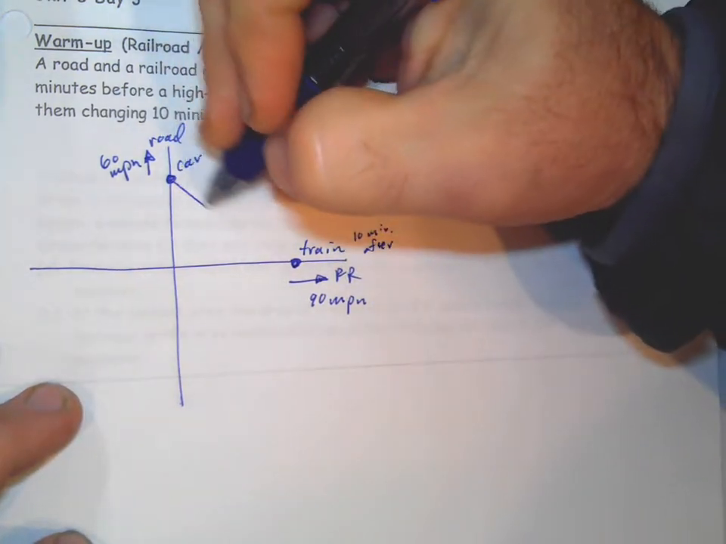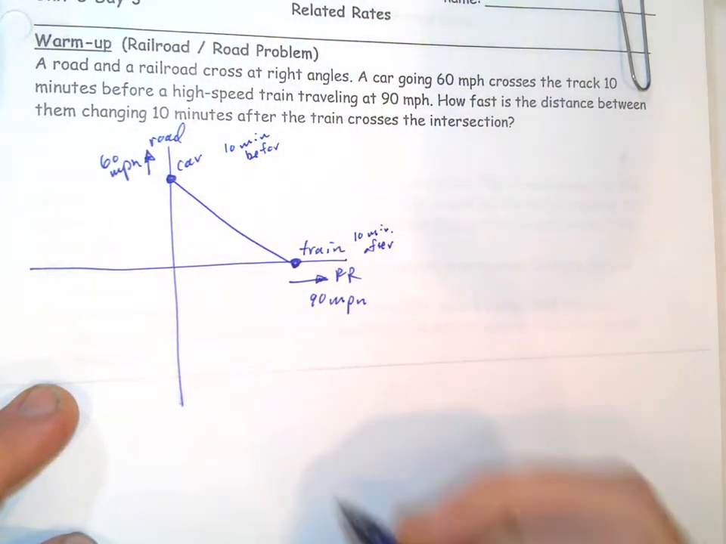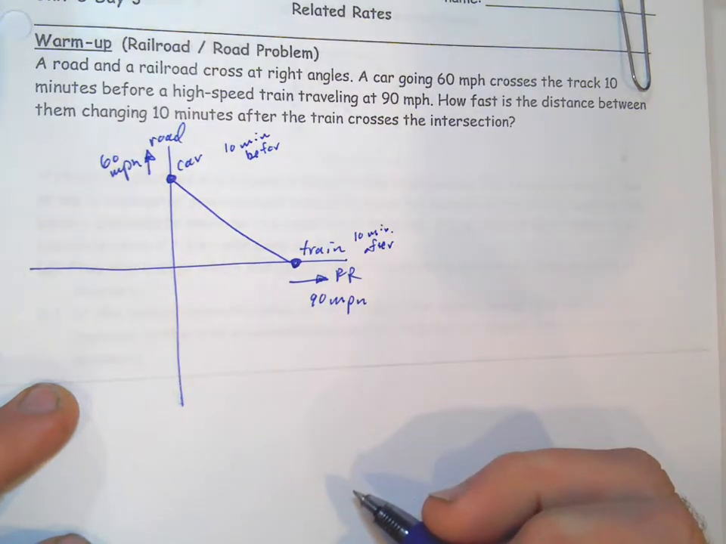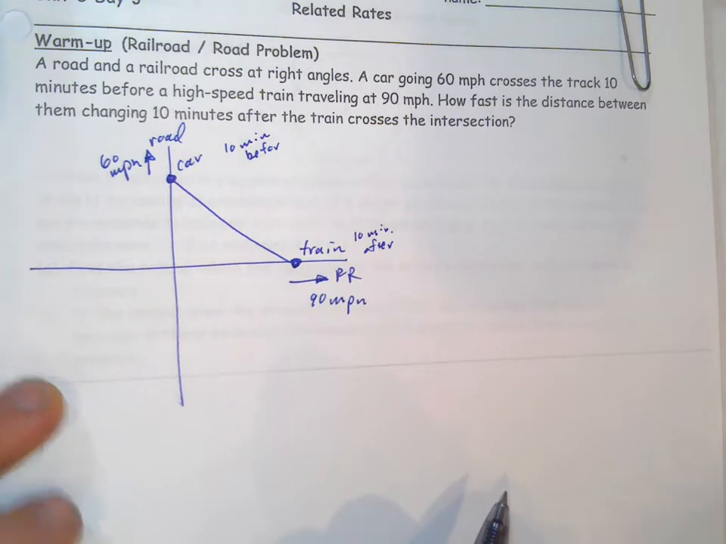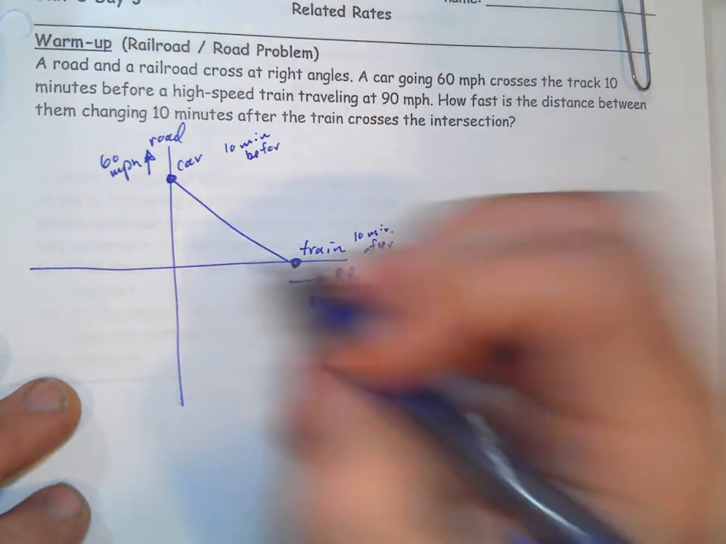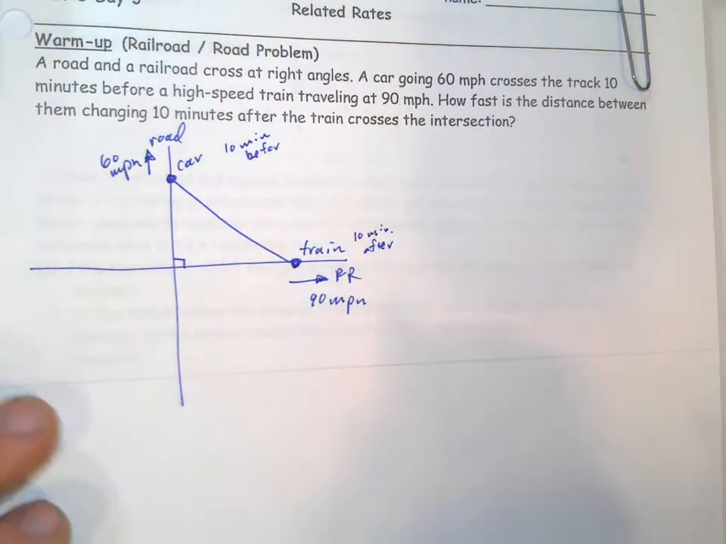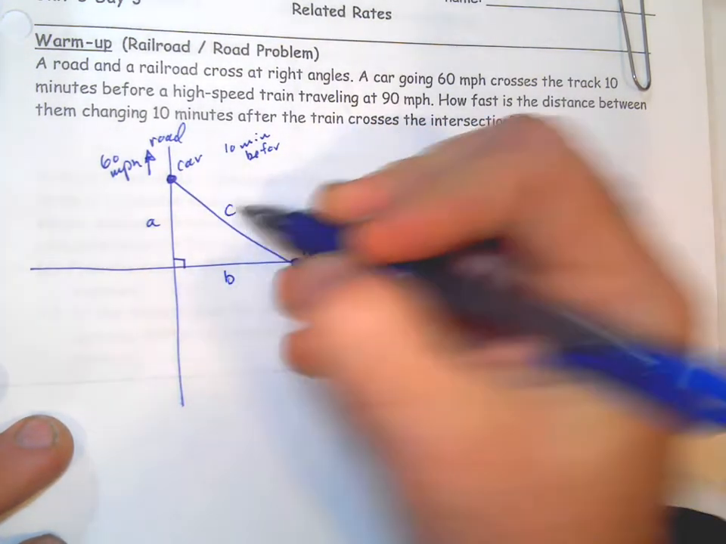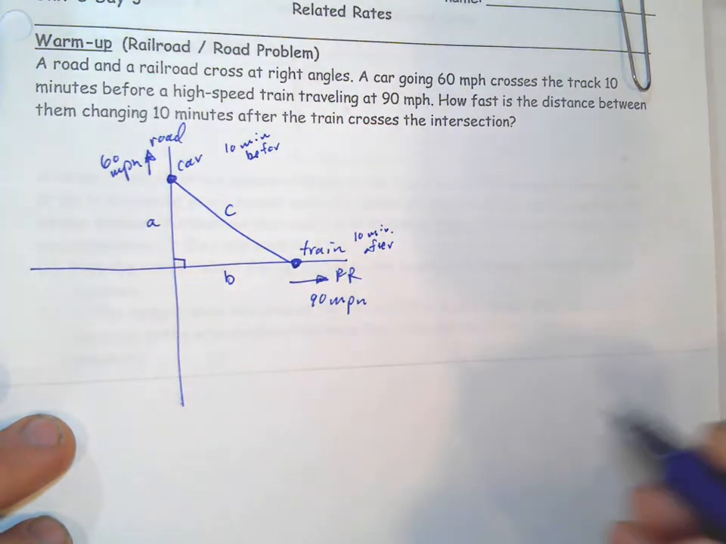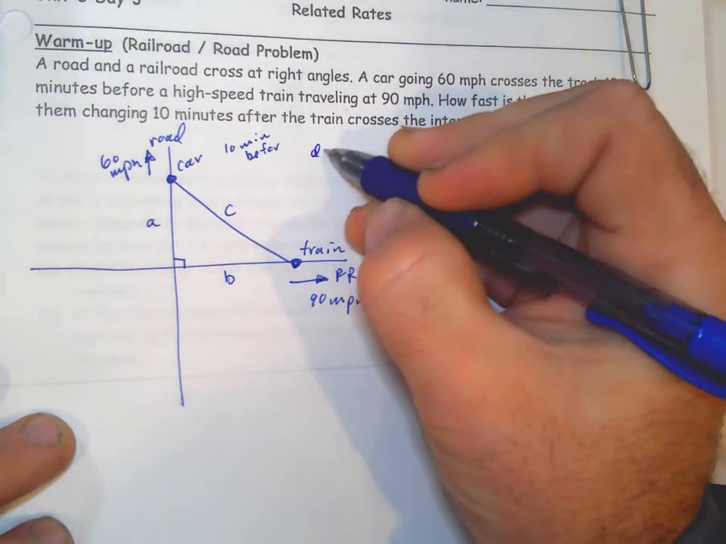The distance between them would be the length of this direct line. So we're trying to find the rate of change of that line. Now, we probably need to create some variables. So I think this is going to involve a right triangle. So I might just use some typical variables for right triangles, A, B, and C. And so we are looking for dC/dt.